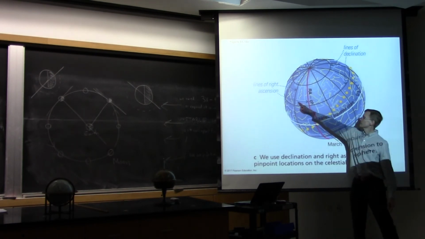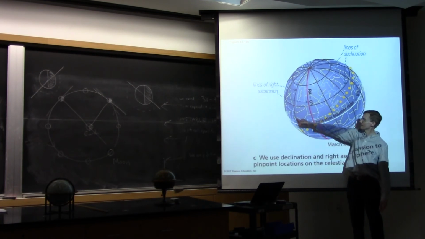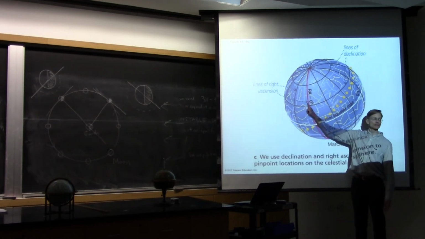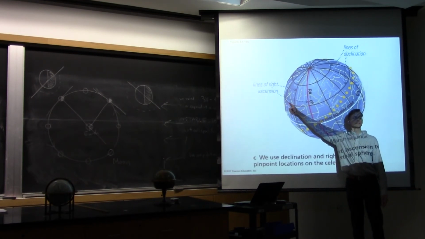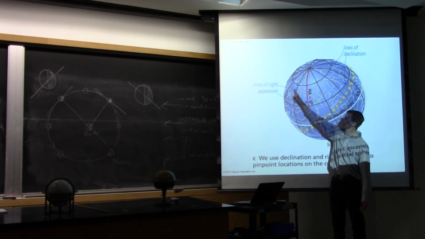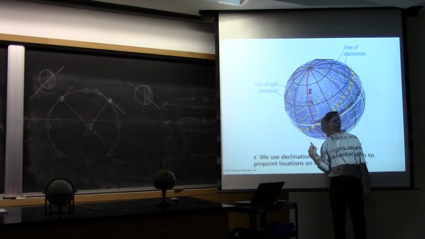Here's a little trickier. What's the right ascension here? 22 hours, right, 22. Because this is 0, which is 24, they're 2 hours apart, so we've got 2, 4, 6, 8, and so on, 20, 22, and then back to 0 again.